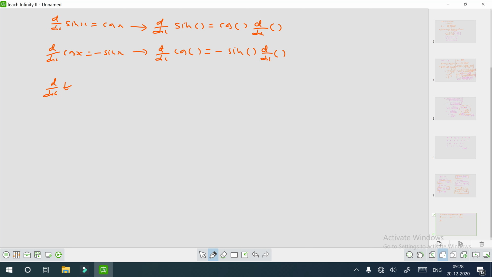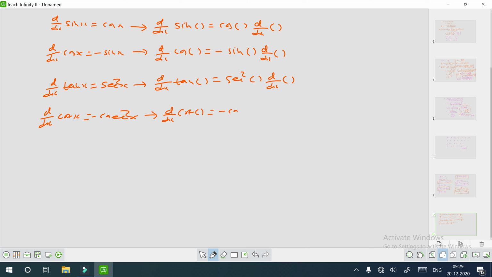d by dx of tan x is equal to sec square x. How will you remember the general form? d by dx of tan of some function is equal to sec square of some function into d by dx of some function. Next one, d by dx of cot x is equal to minus cosec square x. We have already seen all these forms. d by dx of cot of some function is minus cosec square of some function into d by dx of some function.